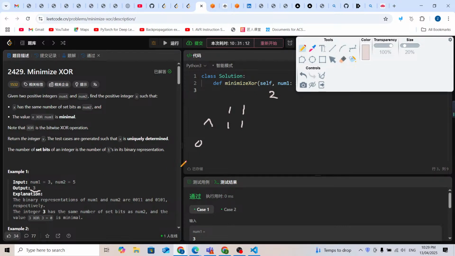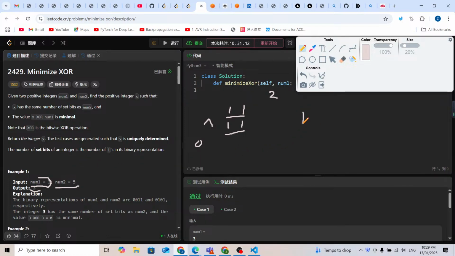This means the number of set bits of nums2 equals the number of set bits of nums1. If they are equal, definitely we're going to return nums1 directly, because if the set bits are equal, we just use them and make the XOR result 0, because 0 is minimal. So what if it is not?